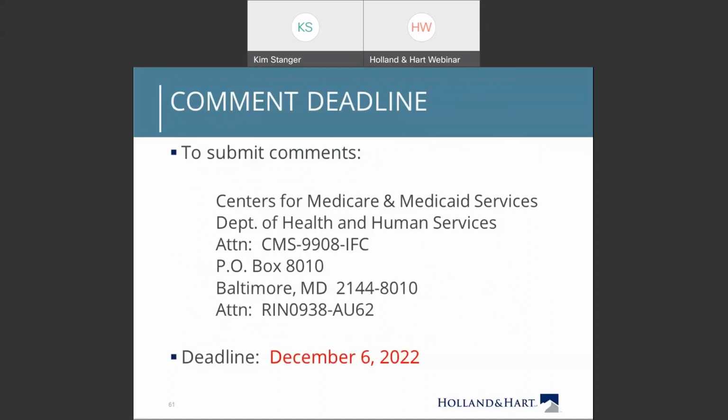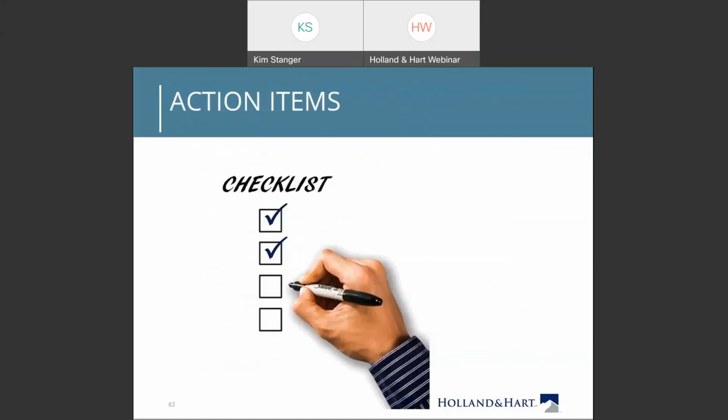These no surprise billing rules were issued as interim final rules, so they're still collecting comments. The government asked for a bunch of comments when they issued the rule. The comment period for the rules closes on December 6th. So if you really hate these new rules, you've got until December 6th to submit your comments to the government. That is a brief overview.